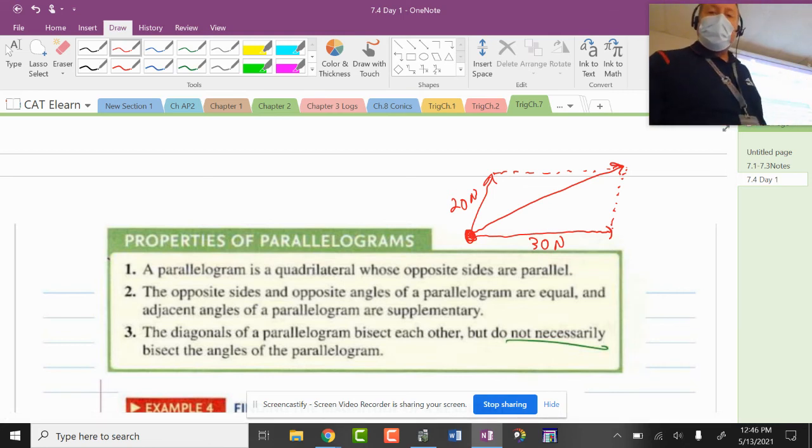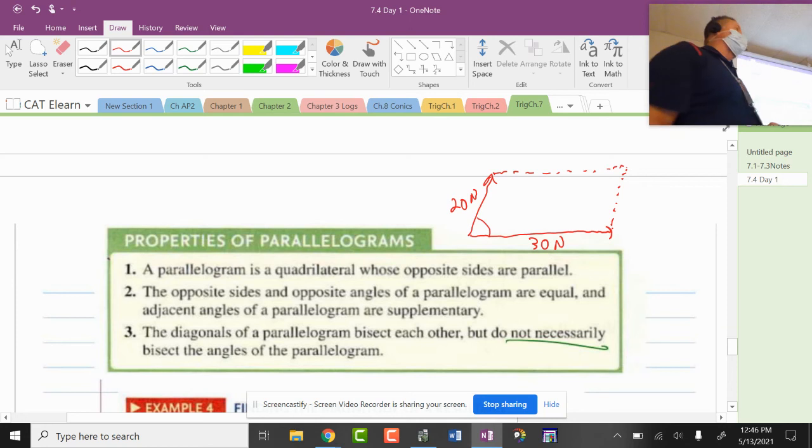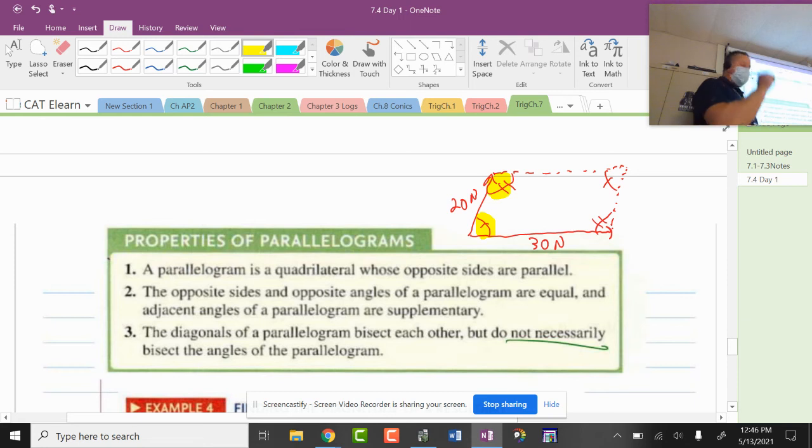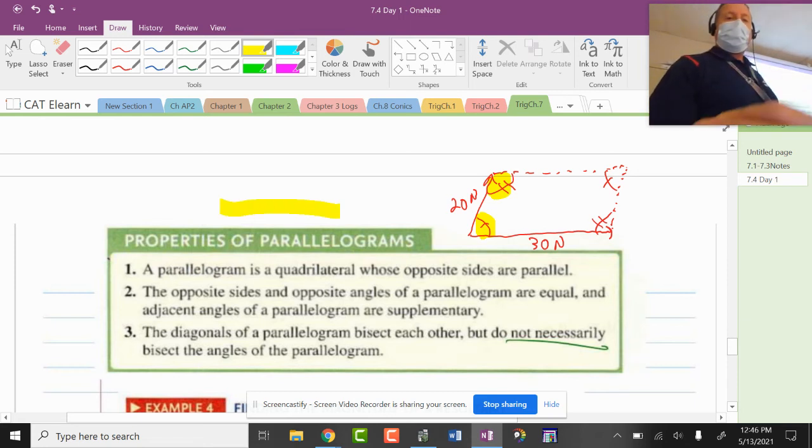This is why we need a parallelogram. Because here is the angle between us. That's the angle in question. But that is equal to this angle. These opposite angles are equal. But the main idea that you have to understand is what's the relationship between those two? They equal 180. Those two angles are supplementary.